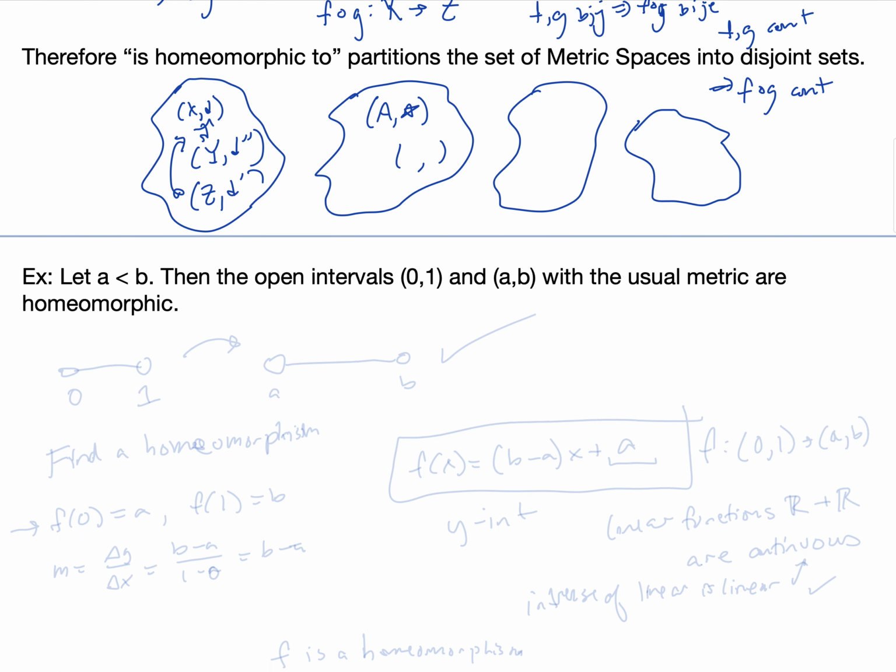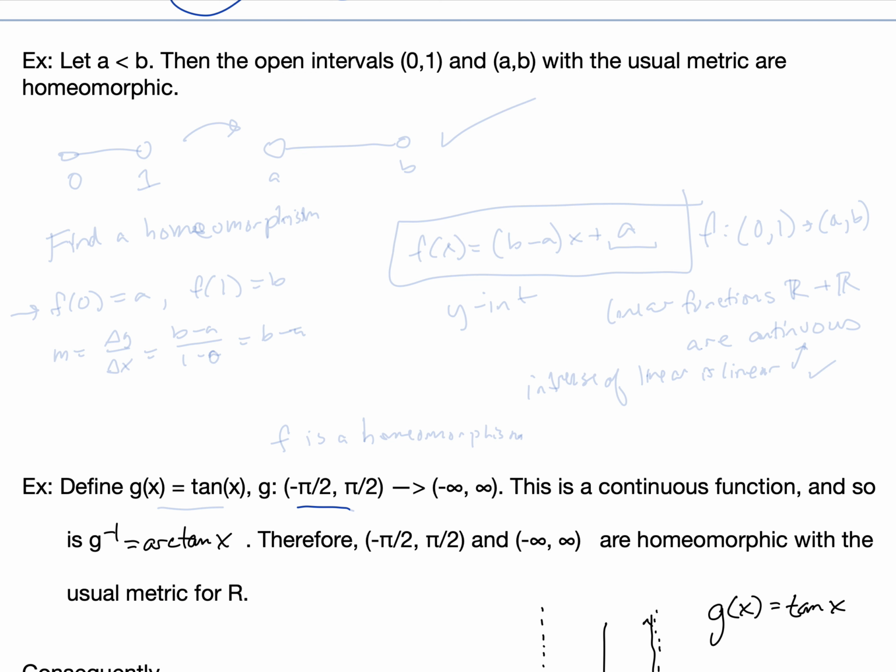So let's look at an example. Let's let a and b be real numbers where a is less than b.